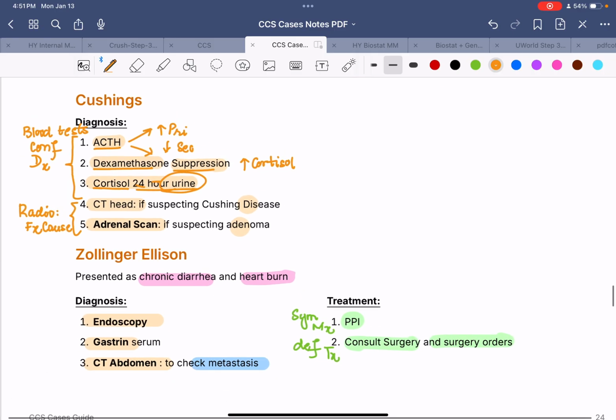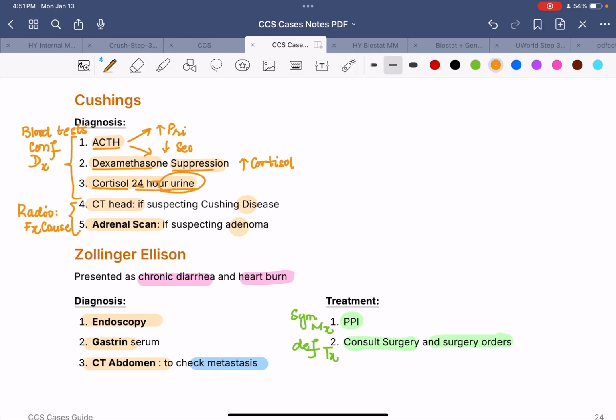And the treatment is also, of course, going to depend upon the cause, whether we are going to remove an adrenal tumor or we are going to remove a brain tumor.